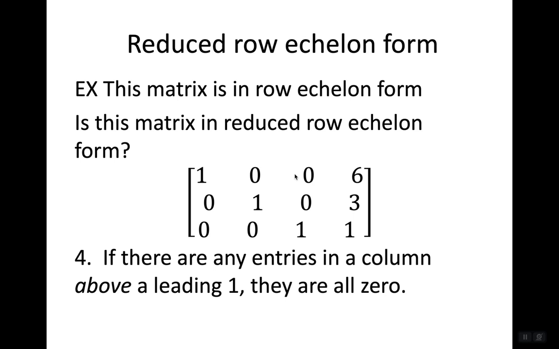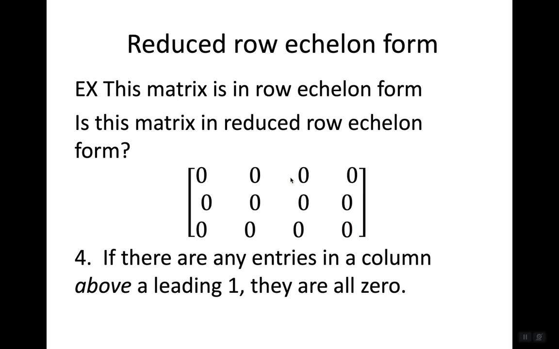Again, this matrix is in row echelon form. Is this matrix in reduced row echelon form? Does it satisfy this last criterion? If there are any entries in a column above a leading one, they're all 0. The answer is yes. These are entries that are above a leading one, and they're all 0. How about this one? Is this in reduced row echelon form? Yes.